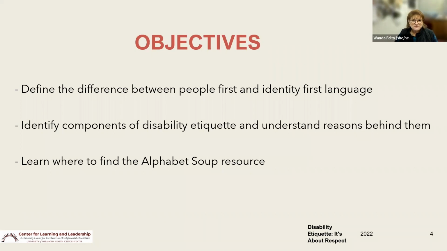So the objective of today's session is to define the difference between people first and identity first language. We'll tell you a little more about that. To identify components of disability etiquette and understand why. What's the logic or the reasoning behind it? And then where to find the alphabet soup. And no, it's not in a can. So we look forward to being able to explain all that to you today.